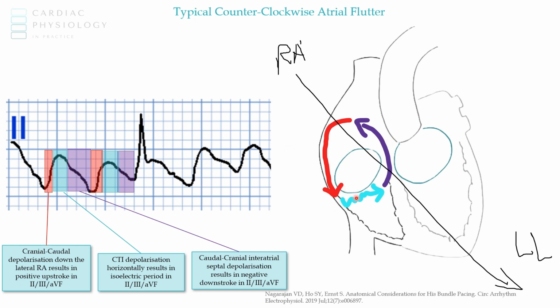And then depolarization up the interatrial septum, depolarizing both the right atrium and the left atrium in an upwards direction, results in a sharp downward deflection. This is why the flutter wave looks the way it does. This kind of rounded portion up the top where nothing is happening reflects the slow conduction through the cavotricuspid isthmus region. This sharp downward deflection refers to depolarization traveling up the interatrial septum, and this upward deflection refers to depolarization traveling down the right atrial wall.